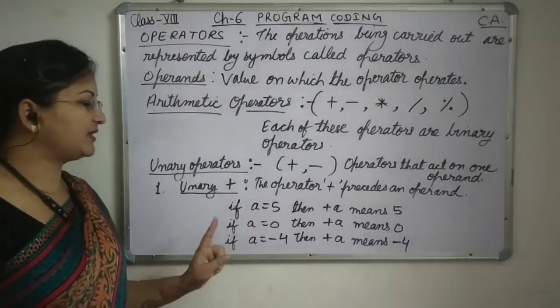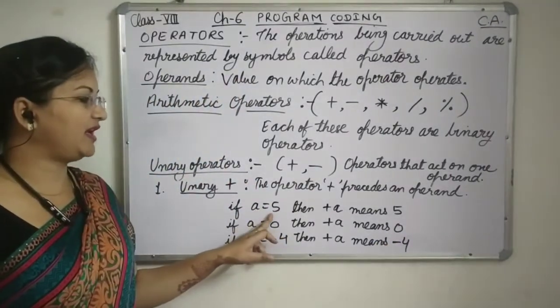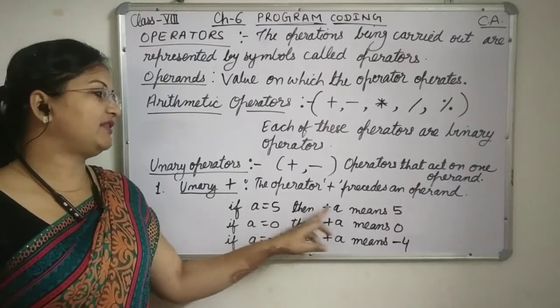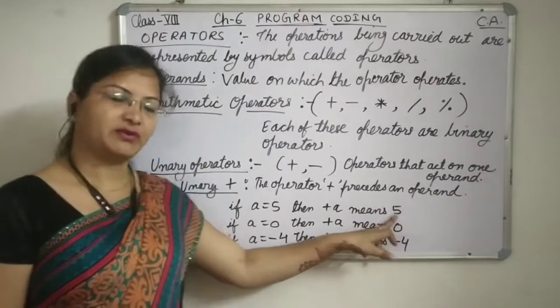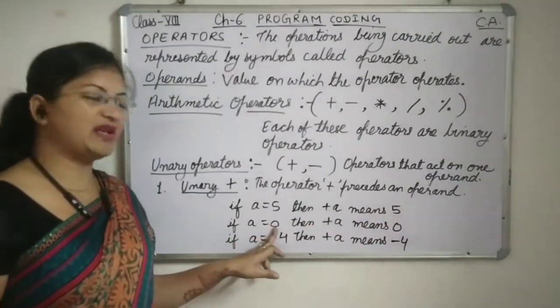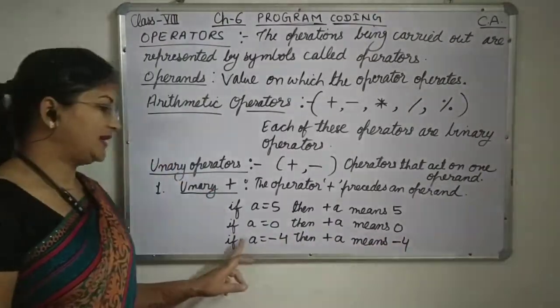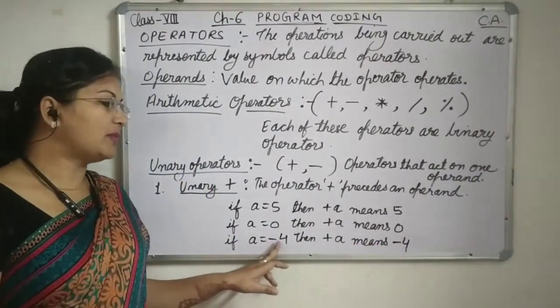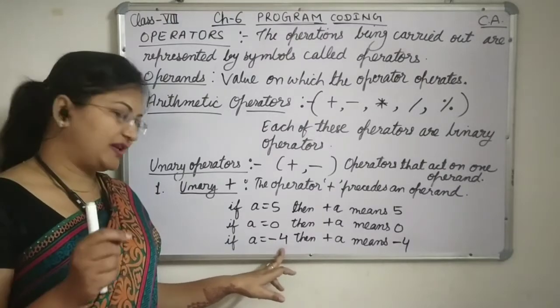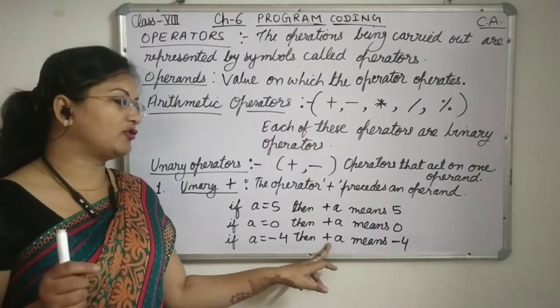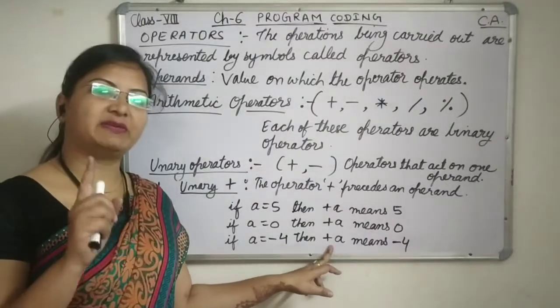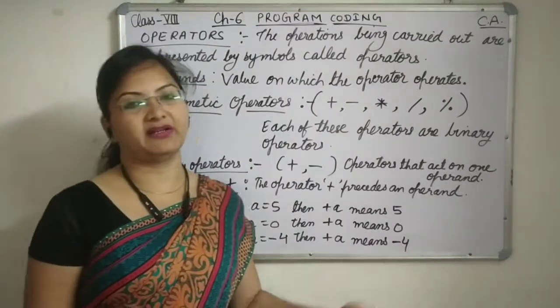Okay, so a plus symbol before an operand means if a equals 5, then plus a will be plus 5. If a equals 0, plus 0, you know very well what plus 0 is. Plus 0 is 0 only. Then a equals minus 4. If it is minus 4 and we have to find plus a, then plus minus will be minus, and that is why it is minus 4.